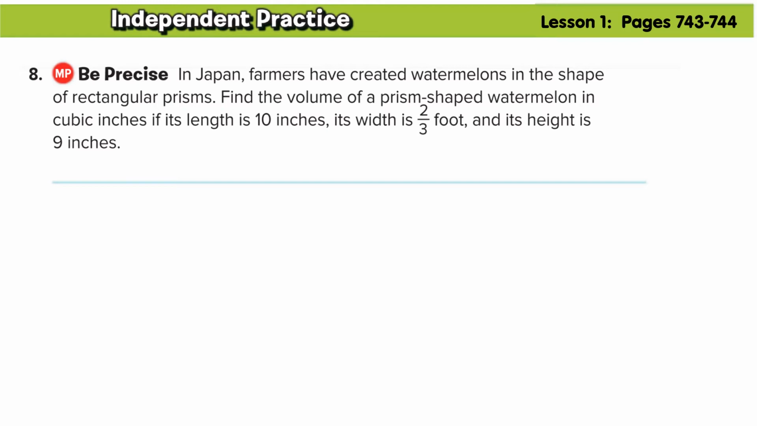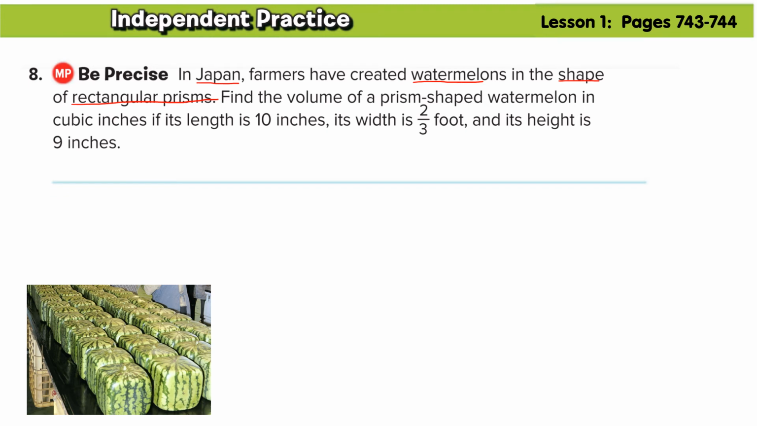So now, in Japan, they have some farmers who create watermelons in the shape of rectangular prisms. So I went online and got you a picture of what that would look like. All right, so here are some rectangular prism watermelons. So basically they get a plastic mold, and as the watermelon grows, it fills the mold. And they actually have heart molds and they have triangular pyramid molds as well. And they're kind of a specialty item. So it makes it a little bit more fun to purchase.